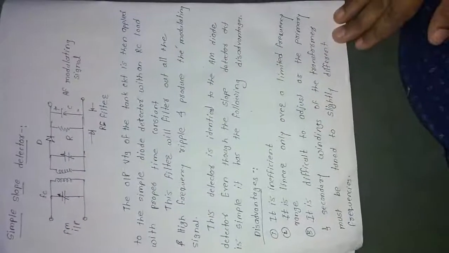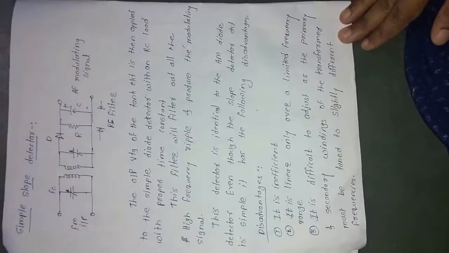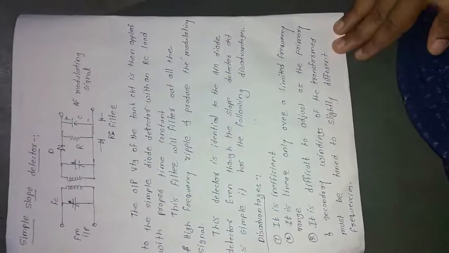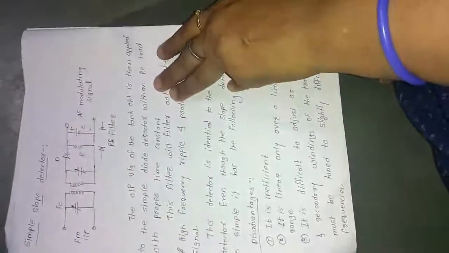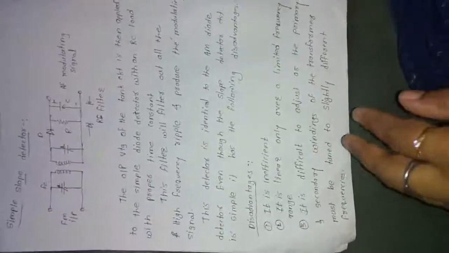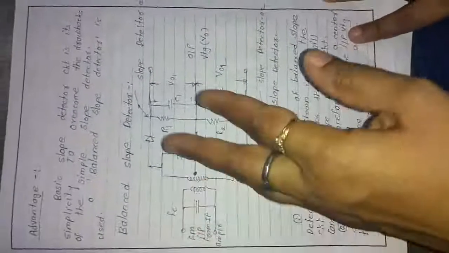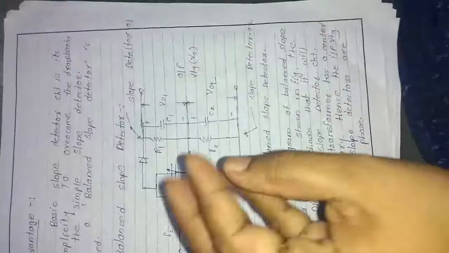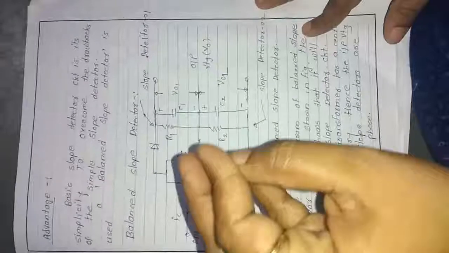It is difficult to adjust, as the primary and secondary windings of the transformer must be tuned to slightly different frequencies. Along with these disadvantages, the system also has an advantageous point. What is this advantage? It overcomes the drawback of the simple slope detector: it is a simple construction, easy to design and build. This is the simplicity of the simple slope detector.